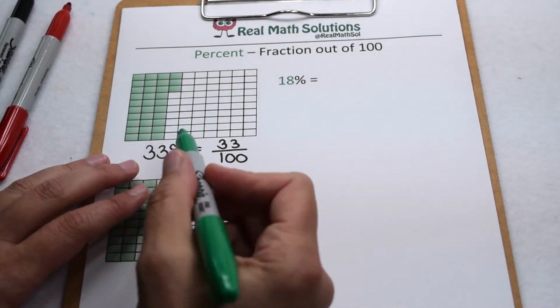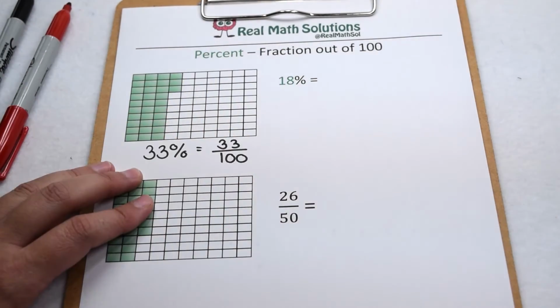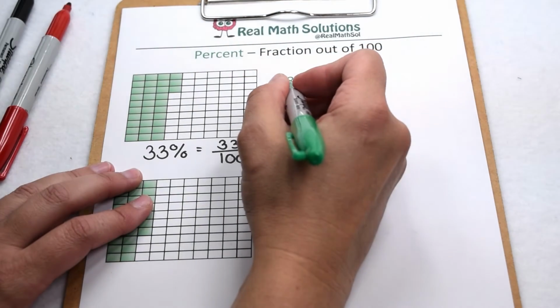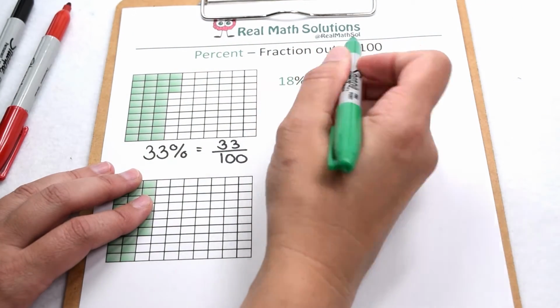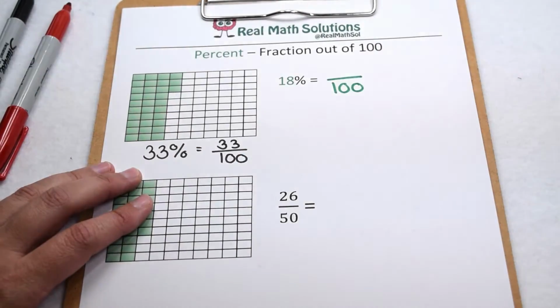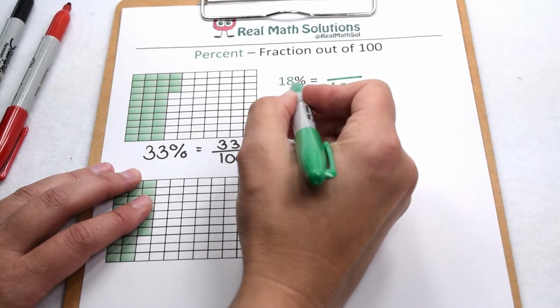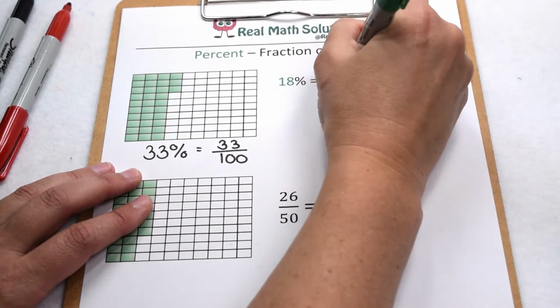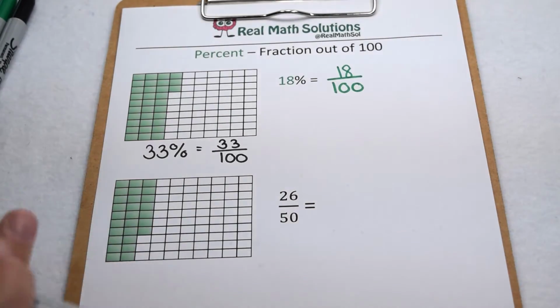When we change between percents and fractions, we don't want to always start with a grid. We can simply start with the percent. Since we know percents represent fractions out of 100, we know our denominator is going to be 100. 18% tells me I have 18 pieces out of 100, so 18 is going to be my numerator.